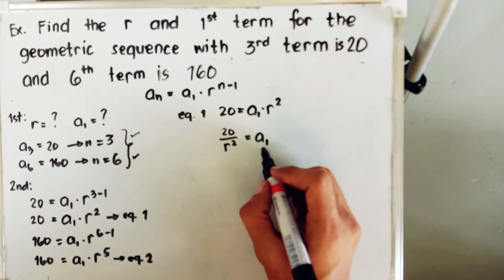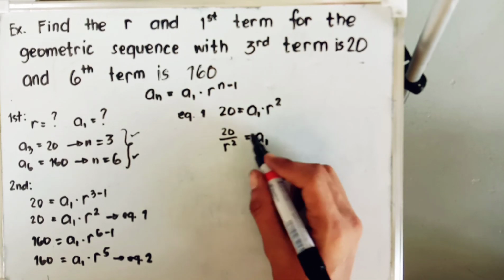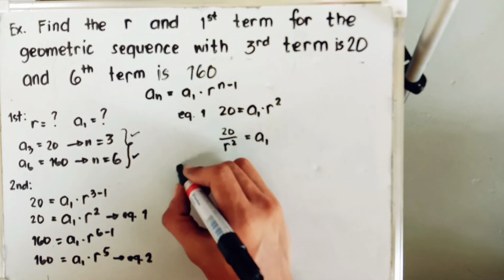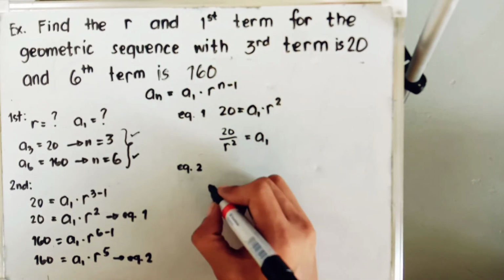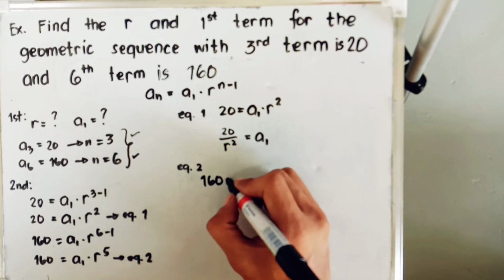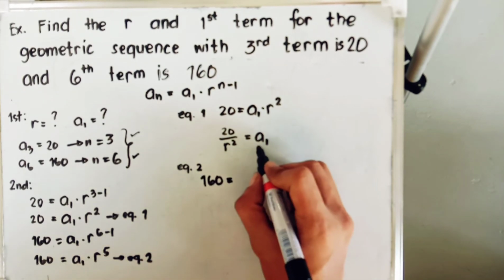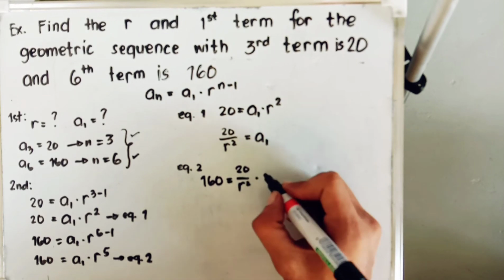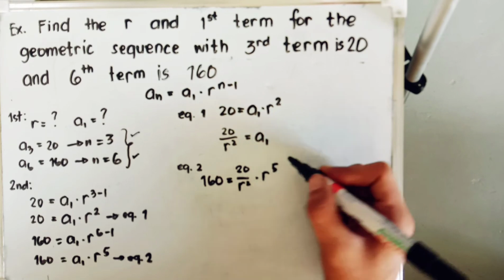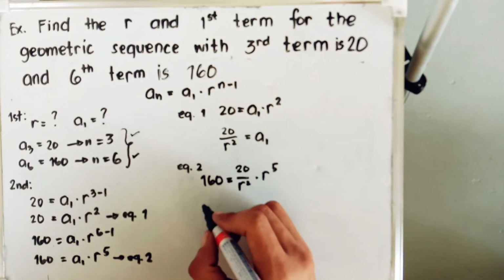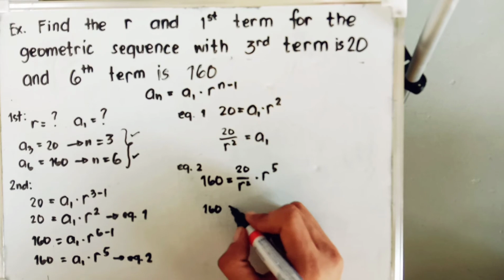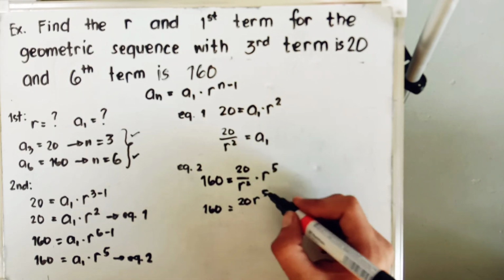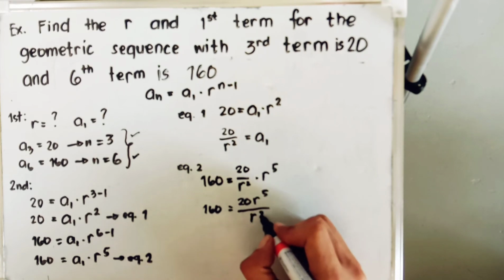The next step is to substitute your first term into your equation 2. So we have to use equation 2. That is 160 is equal to your a sub 1, which is 20 over r squared, times your r to the power of 5. So you have to simplify. 160 is equal to 20 r to the power of 5 over r to the power of 2.